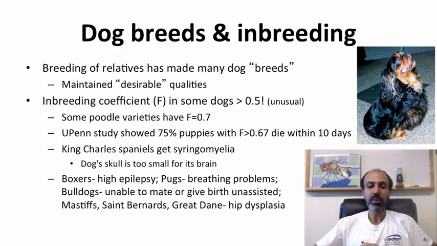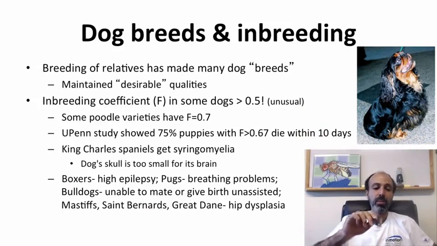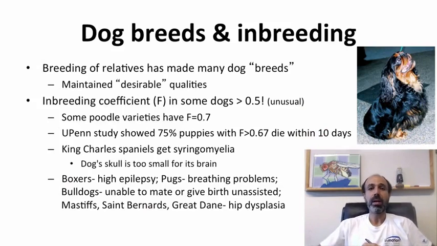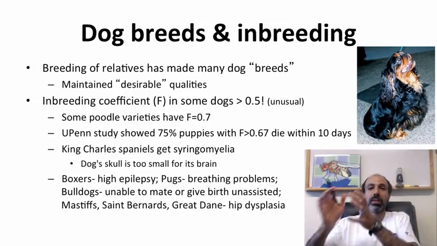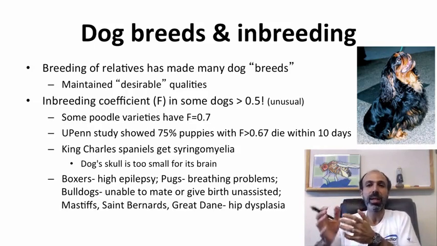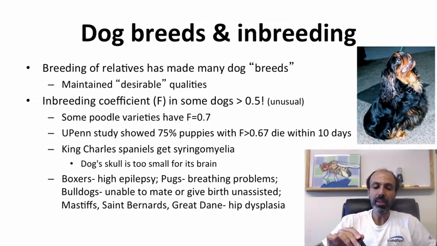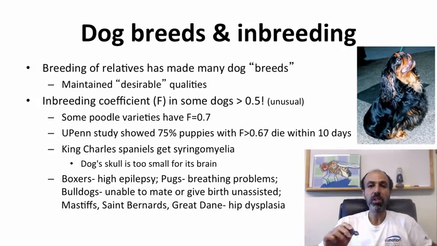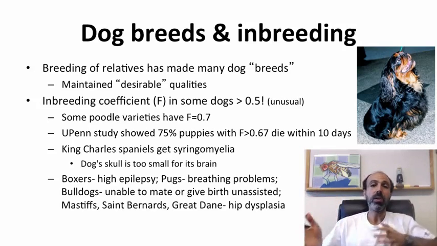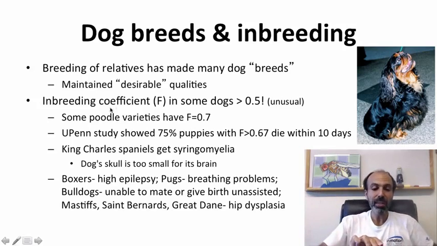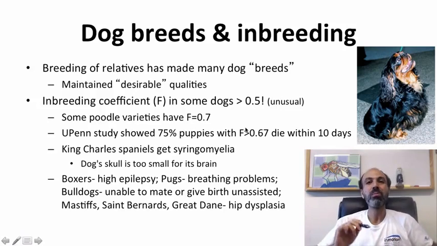We often see effects of this associated with dog breeds and the inbreeding involved in making them. We're breeding relatives to make these various dog breeds, trying to essentially pick the desirable qualities we like, their behavior or the way they look. In doing that, when breeding individuals that are related to each other, we end up increasing the inbreeding coefficient. In fact, the inbreeding coefficient in some dogs can be as high as 0.5. That's unusual, but some of them do go that high.